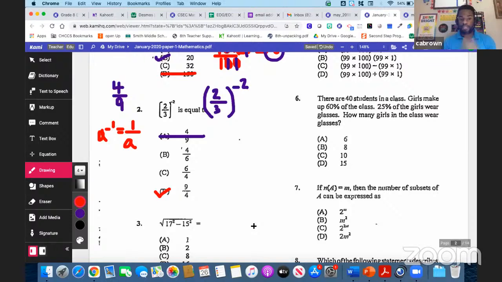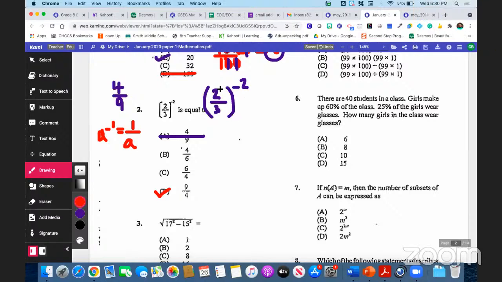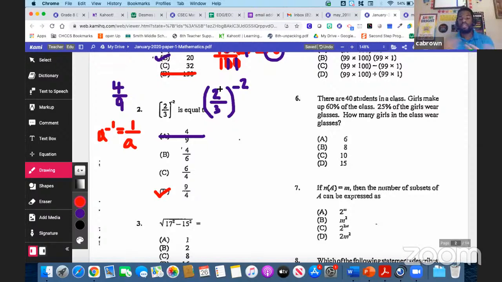But let's prove it. Whenever you have two values being raised to a negative, a simple way you can look at it is just flipping the values. So we're going to put this 3 at the top, and the 2 below. The reason why I flipped is because it is raised to a negative. When I flip, I will now be raising it to a positive 2. 3 squared means 3 times 3, which is 9, and 2 times 2, which is 4. So the answer is indeed D.